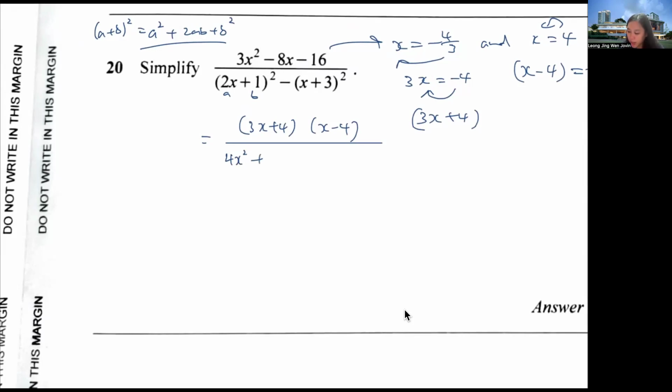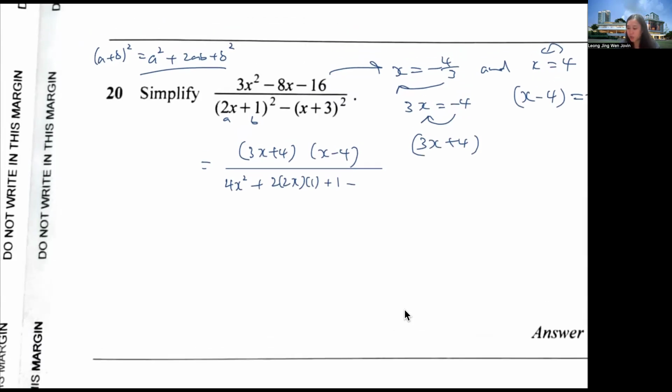Then plus 2ab, right? 2 times 2x and 1. And then plus b squared. B is 1, so 1 times 1, you also get 1. So that is the front part of this expression here. Same thing, I will expand the (x plus 3) squared as well.